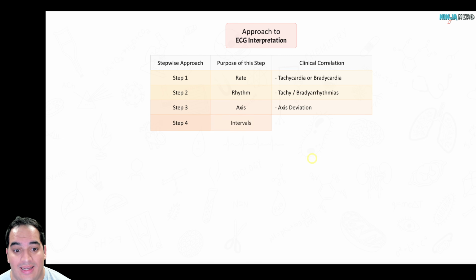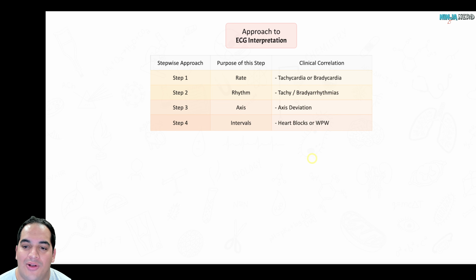The fourth thing is I like to evaluate the intervals. I really like to look at the PR interval first because it helps me significantly in determining the different types of bradyarrhythmias, especially AV blocks. I also find it may give a little bit of benefit to finding Wolff-Parkinson-White syndrome. And I also like to look at the QT interval because the QT interval can help me to determine the patient's risk of torsades de pointes.